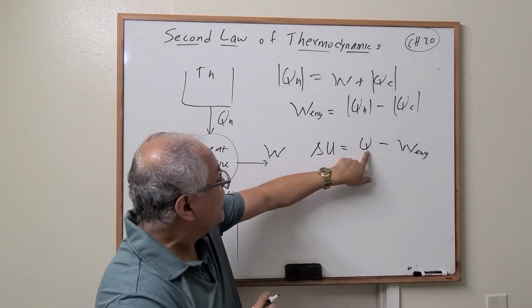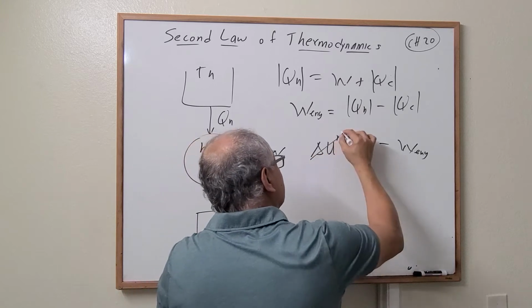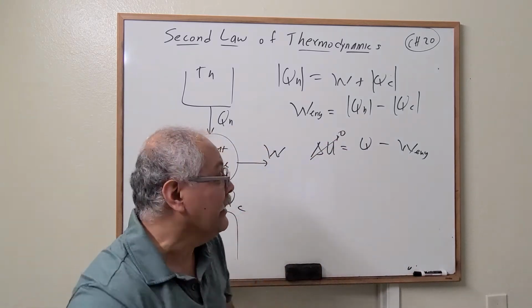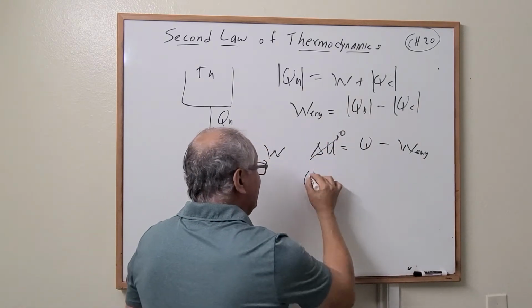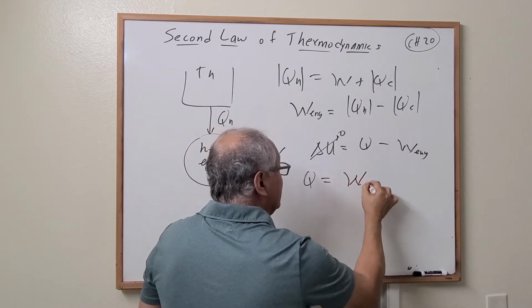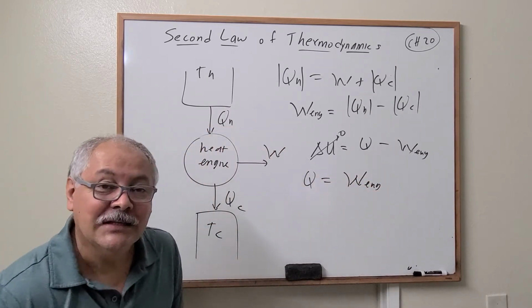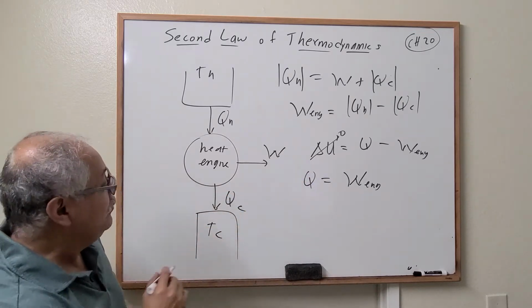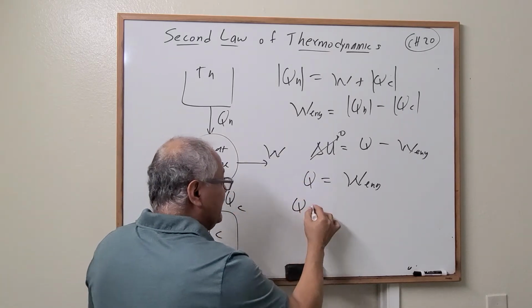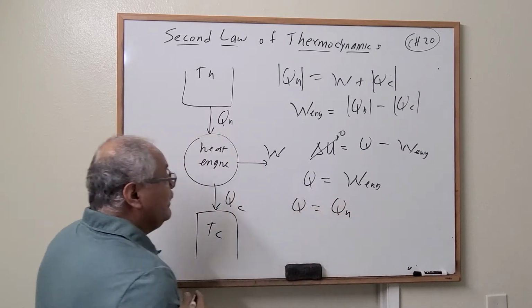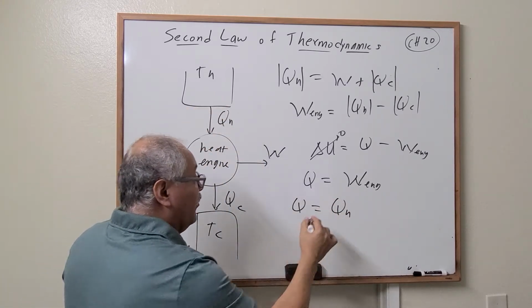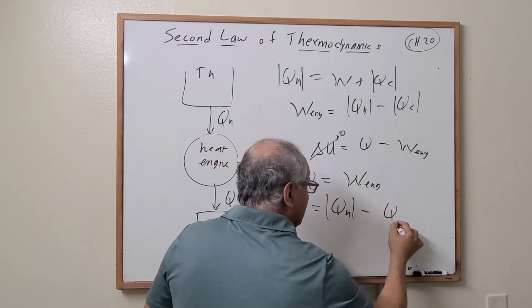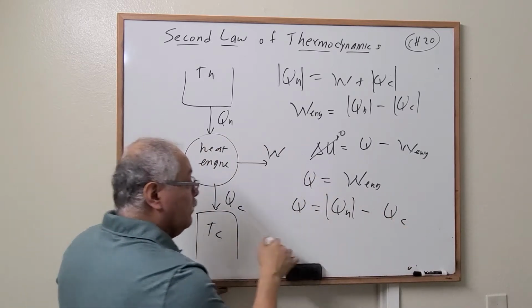Now, we found that the change in internal energy is zero for one cycle, and then what do we have? This heat equals the work done by the heat engine. But what is this heat? That's the net heat. And what is the net heat? The net heat equals the heat coming from the hot reservoir minus the heat going to the cold reservoir.